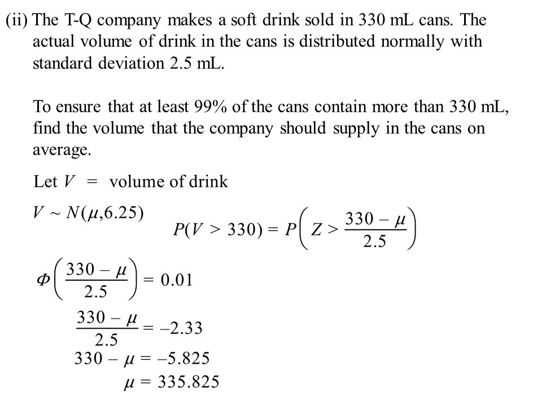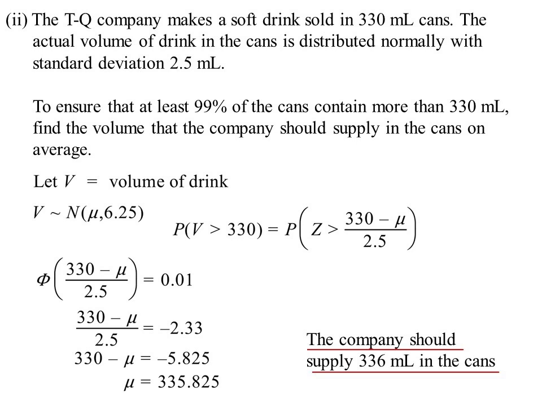Playing around with it, we get that average needs to be 335.825. So if we set it at 336 millilitres, then yeah, we've got a pretty good chance there that 99% of these cans we produce will have the correct volume or more.